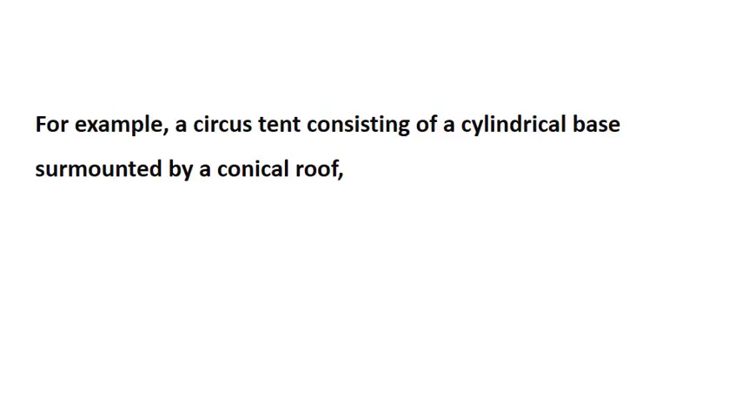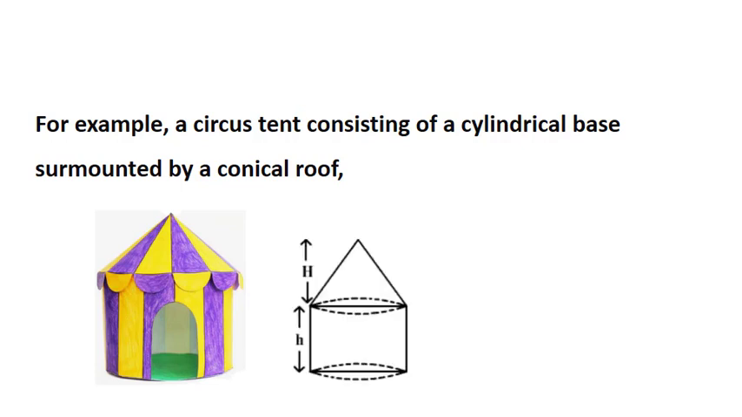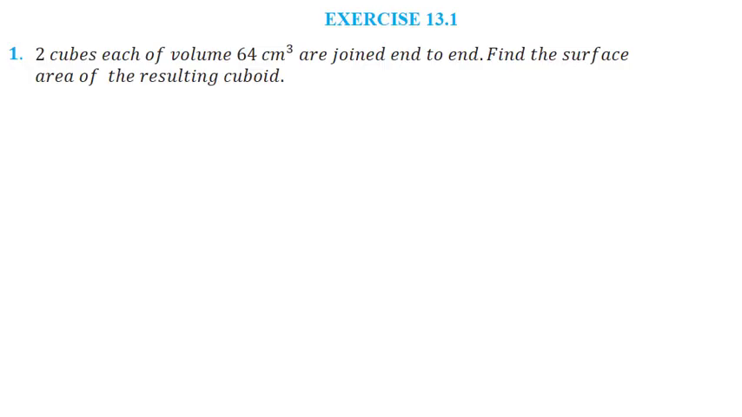For example, a circular tent consisting of a cylindrical base surmounted by a conical roof. A toy in the form of a cone mounted on a hemisphere, etc. They are combinations of two basic solids. Let us see how we do the problems. Exercise 13.1 we are solving.